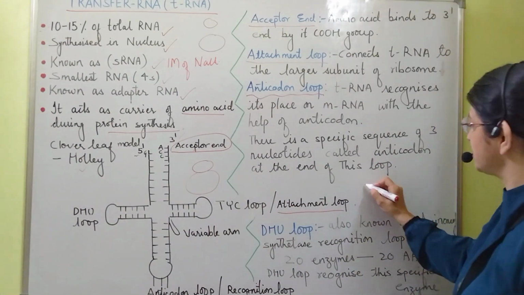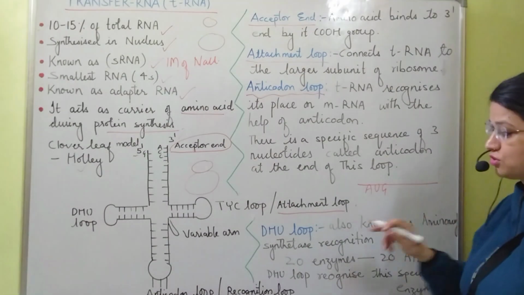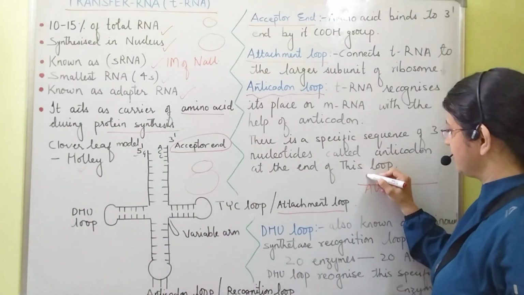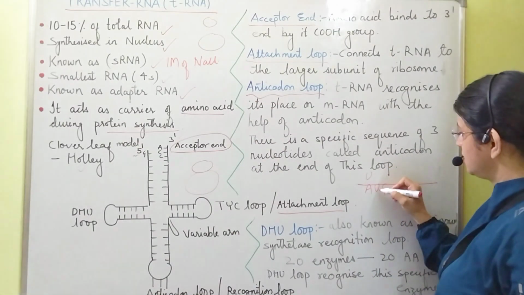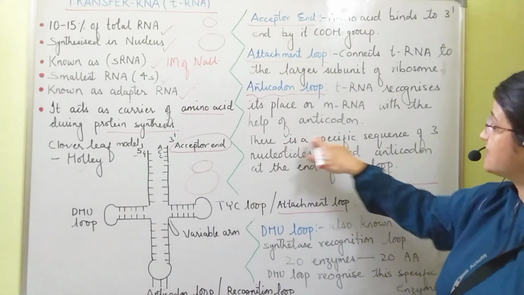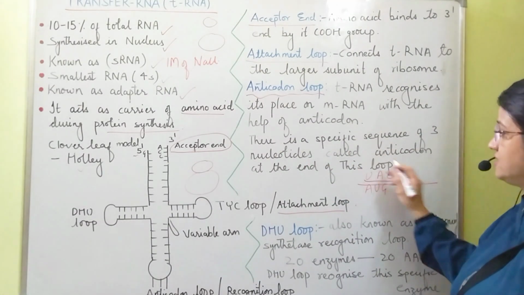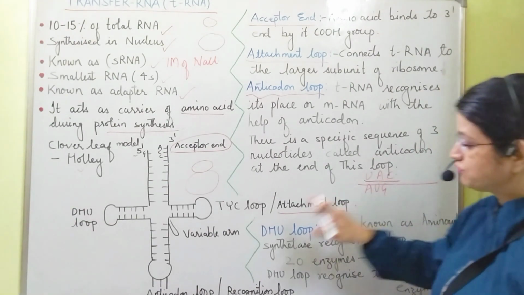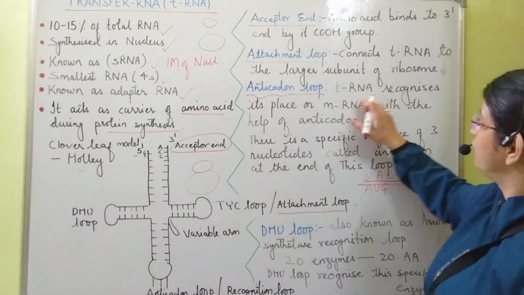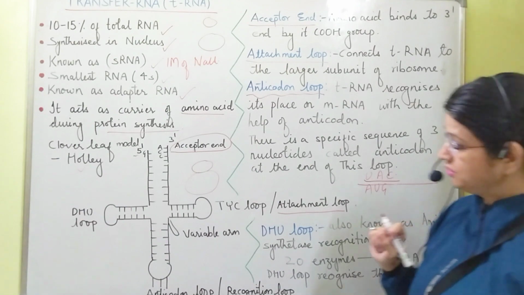Suppose we have a messenger RNA having the codon A, U, G. So the anticodon loop will have U, A and C. Clear? So there is a specific sequence of 3 nucleotides. These 3 nucleotides, called the anticodon, will be present at this anticodon loop, and this tRNA will recognize its place with the help of this anticodon loop.